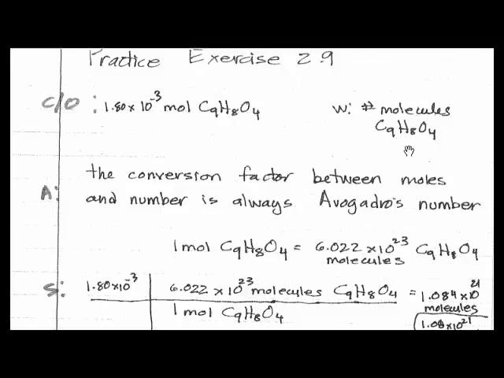The next part of my problem asks for number of molecules. Well, I know that if I have moles, I can always get to molecules. So I'm going to take my answer from the last part, 1.8 times 10 to the minus 3 moles of aspirin, and I'm going to use that to get number of molecules. The conversion factor between moles and number of particles is always Avogadro's number. So 1 mole of aspirin, C9H8O4, is equal to 6.022 times 10 to the 23 molecules of C9H8O4.